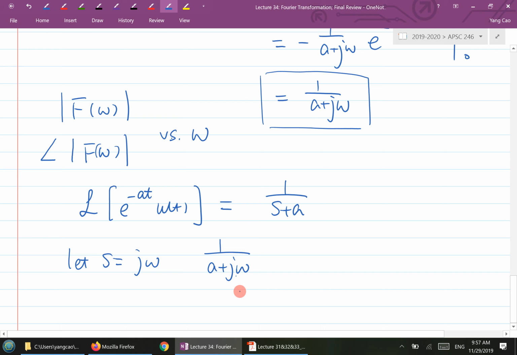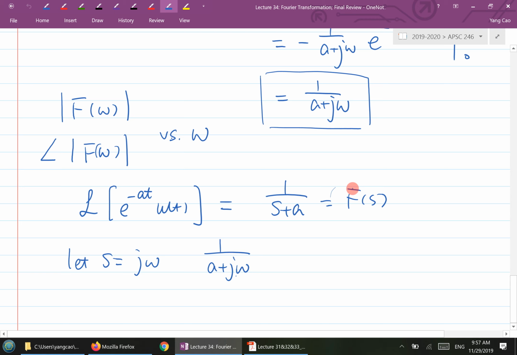The simple rule is this: if we call this F of s, and the region of convergence for this function includes the j omega axis, which is the imaginary axis, then for the Laplace and the Fourier, you can replace the s with just j omega. But that's a different story, and it's really out of the scope of this class.